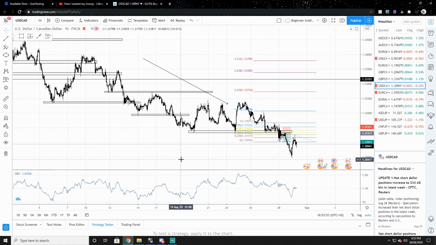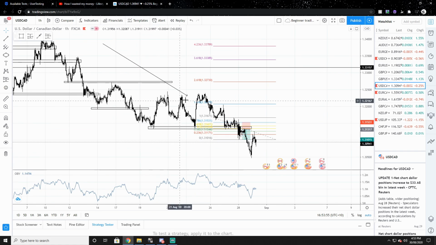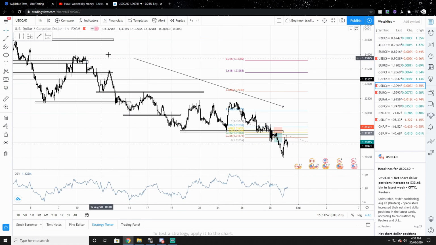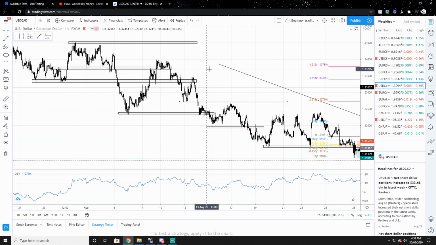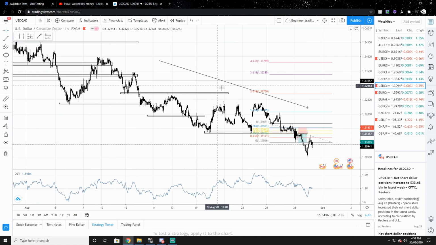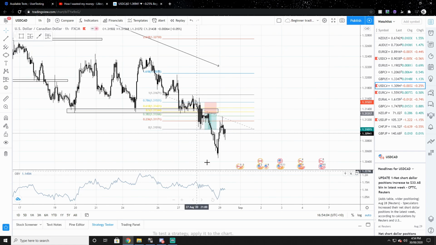What I'm saying here is that it's in this overall downtrend here. Taking a look, we can just see here, it literally is just going down. So from here, down, down, down, down, down, so therefore it's a downtrend.